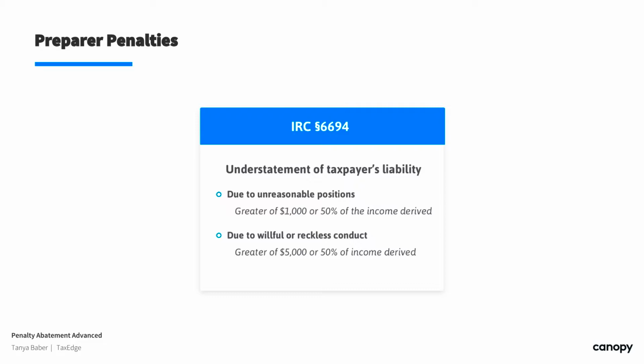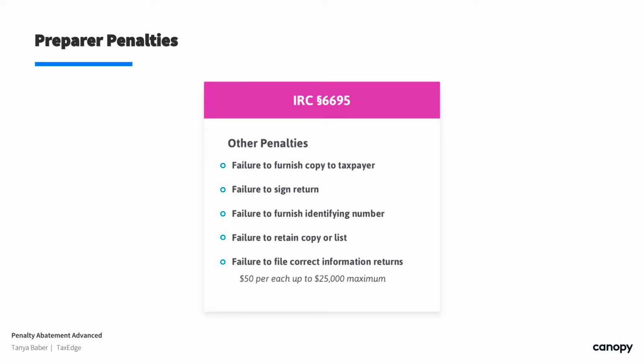Other types of penalties can exist for preparers, and this all comes from Internal Revenue Code 6695. One of my observations is that a lot of these 66 numbers within the Internal Revenue Code are bad provisions and penalties and unpleasantries. The things that can hit preparers are if you fail to furnish a copy to the taxpayer, if you fail to sign a return or give your identifying number, your PTIN number for example, if you fail to retain a copy or list of the taxpayers you do tax return preparation for, or if you fail to file correct information returns like 1099s, W-2s, etc. And that one is $50 for each occurrence, up to a $25,000 maximum.